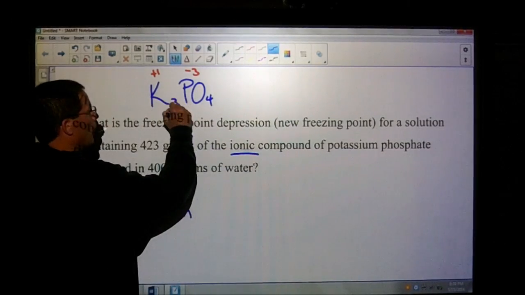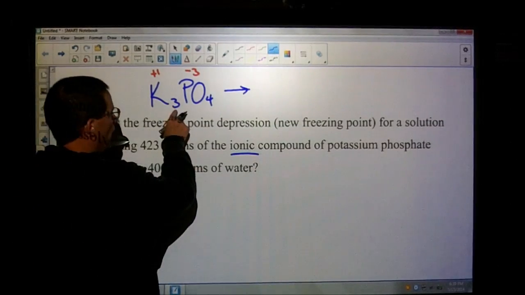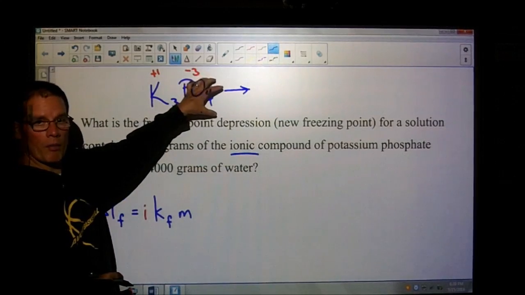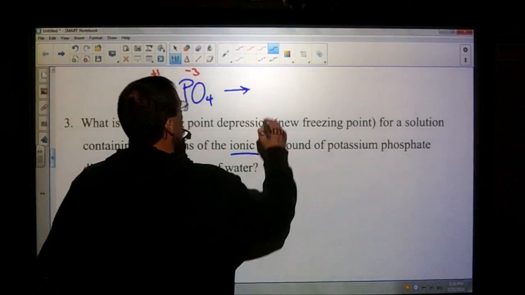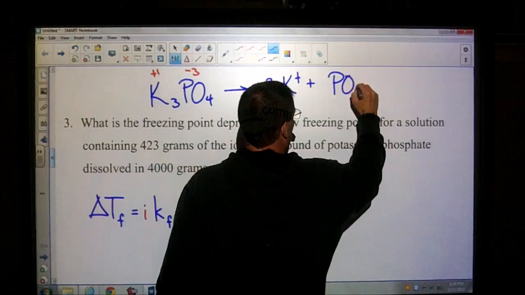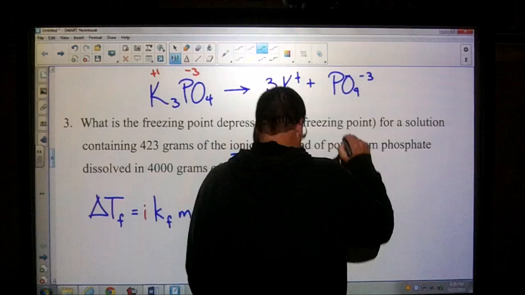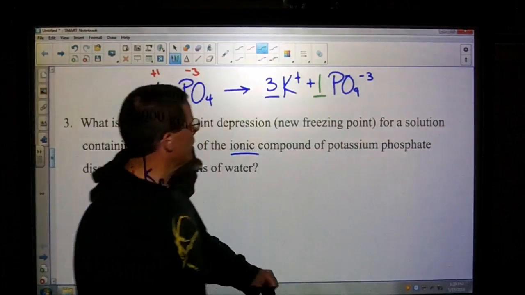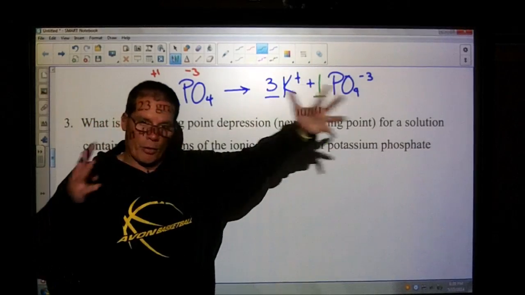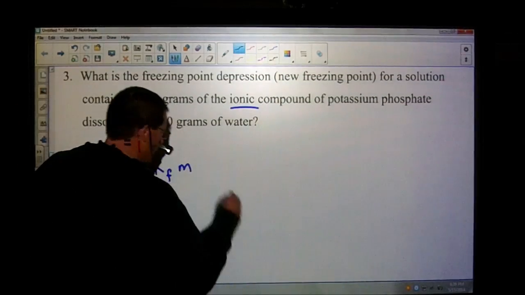I need 3 potassiums. Again, when dissociating this type of compound, do not carry that subscript because this is not part of a polyatomic. The phosphate is part of a polyatomic, but the potassium is not. So that means we have 3 potassiums with a +1 charge. We have a phosphate with a -3 charge. What I'm not showing is the coefficient there, but we start with 1 particle and we now produce 4. Dissociates into 4 particles. So my i value here, or my multiplier, is 4.